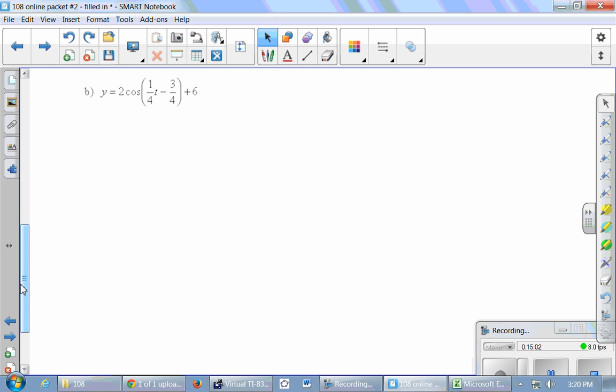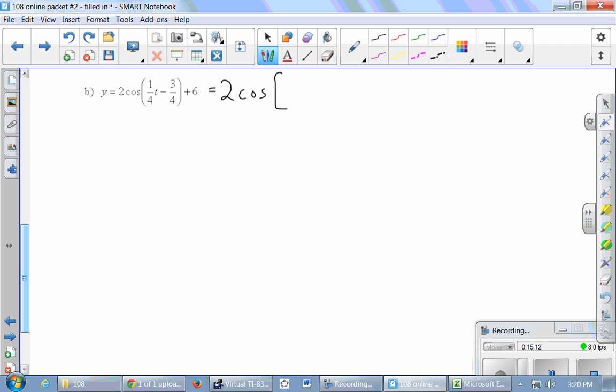Part B, y equals 2 cosine of (1/4 t minus 3/4) plus 6. Okay, so the first thing I mentioned we were going to do up above, but we didn't need to, is to factor out the number touching the t. So do that first. If we factor the 1/4 out, that's a t. That's the easy part. A little bit harder is to figure out this blank. Hopefully you can figure out that it's a -3.